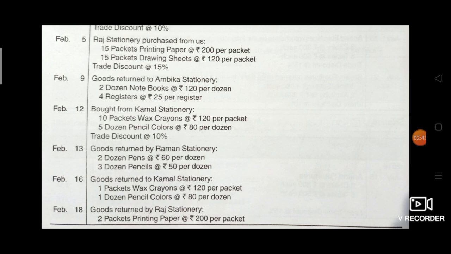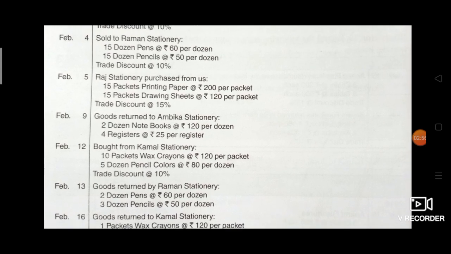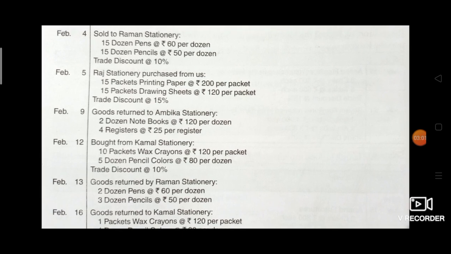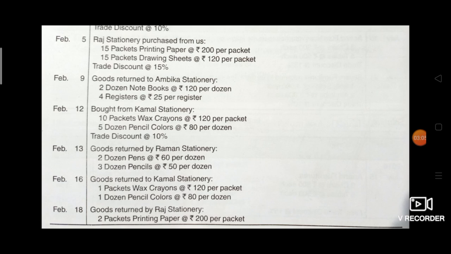Okay. Now February 13th, goods returned by Raman Stationery. See, in the above transaction, we have sold goods to Raman Stationery on 4th February. Okay, see the entry of 4th February. And now they have returned us 2 dozen pens at Rs 60 per dozen and 3 dozen pencils at Rs 50 per dozen. Okay, so this entry will be entered in sales return book.